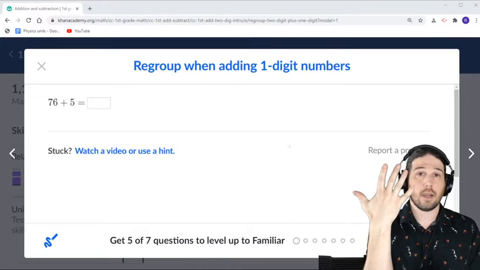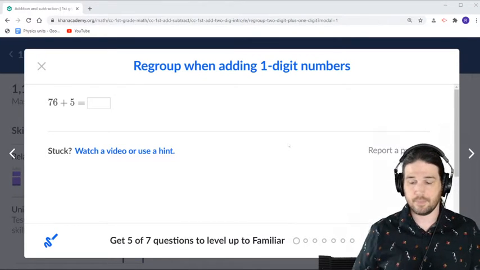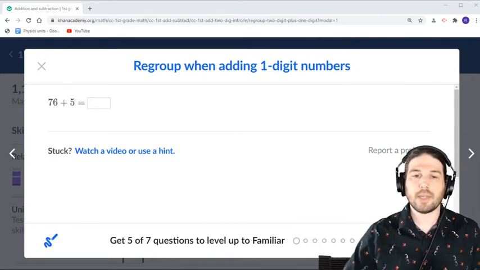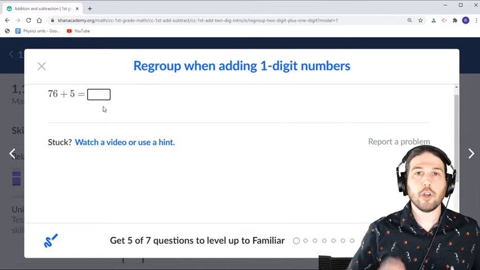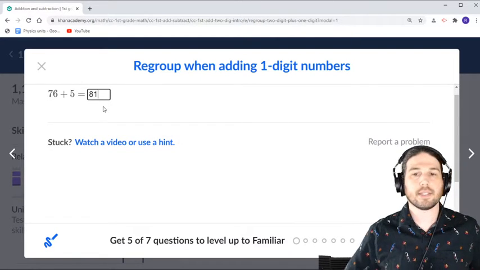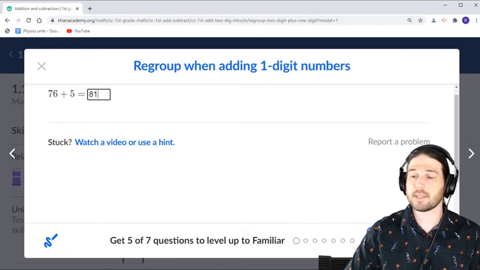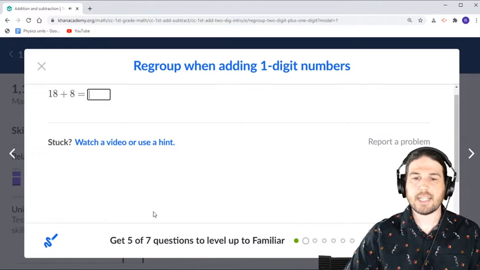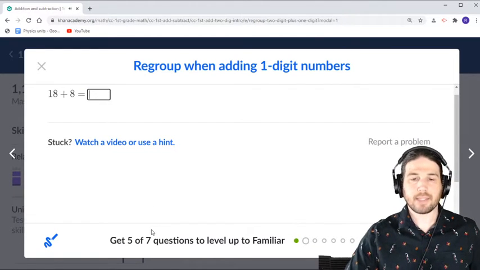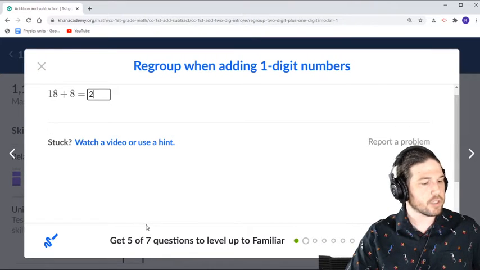Perfectly valid. The point is being able to explain your reasoning. The point is not having the same reasoning as everybody else. 18 plus 8, let's see, 8 plus 8 is 16, and another 10 is 26.